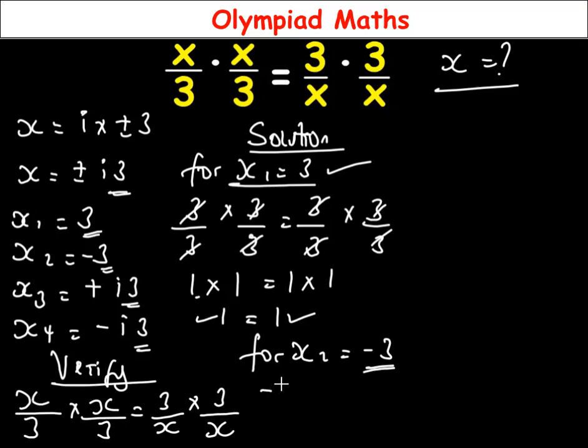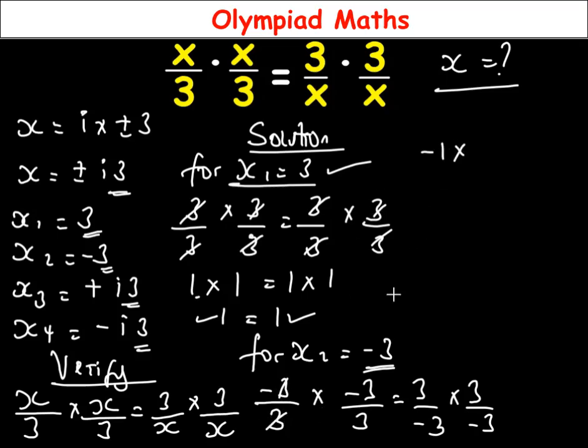So x is now minus 3, minus 3 over 3, right? Then times x is minus 3 over 3 is equal to 3 over x is minus 3 times 3 over x is minus 3. So with this, 3 divided by 3, you have minus 1, times 3 divided by 3, you have minus 1, is equal to 3 over minus 3 is 1. So you have 1 over minus 1 times 3 over minus 3 is 1. So you have 1 over minus 1.